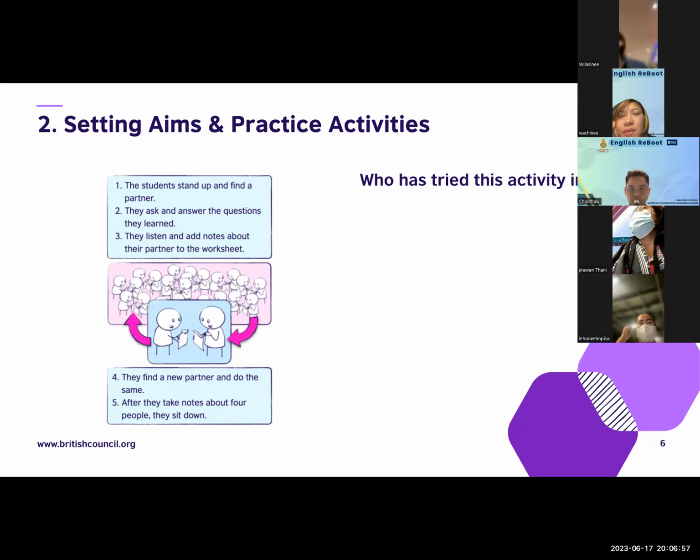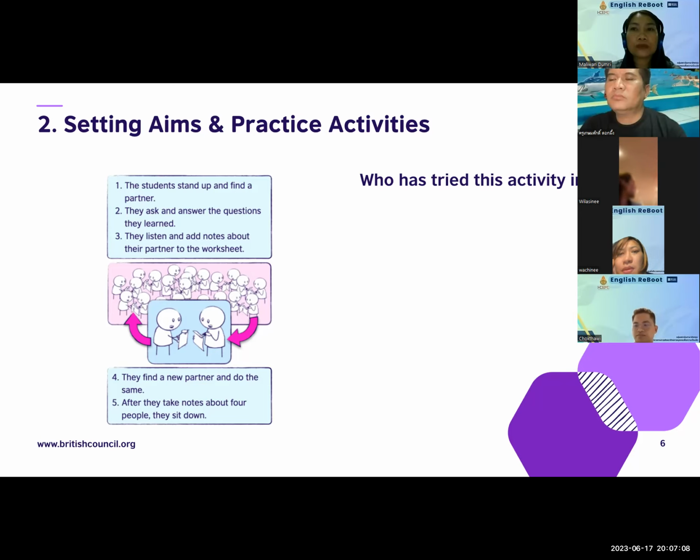I think it's very, very good, because the core of English is communication, right? So we need to make them try to speak and listen every hour of teaching. Even if they can take notes, maybe we can correct them after the class or before the class, I think.